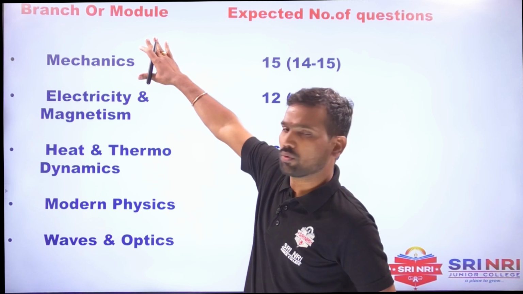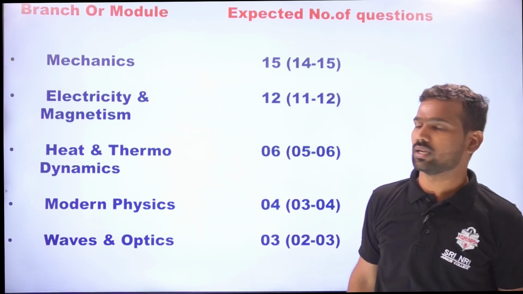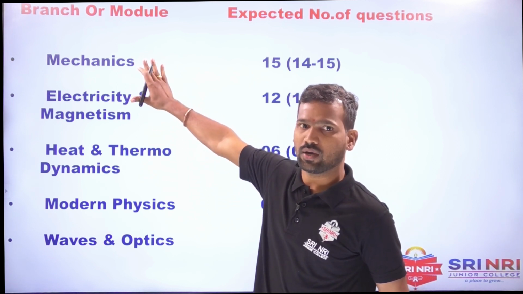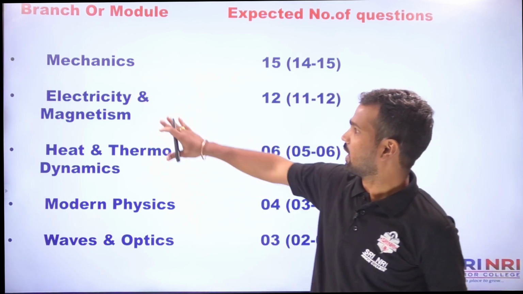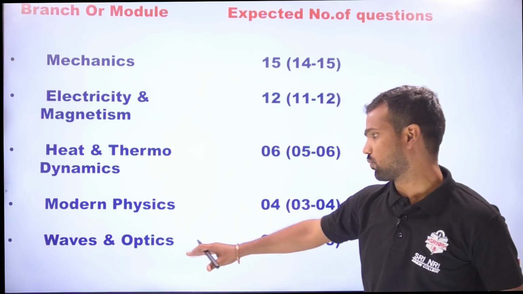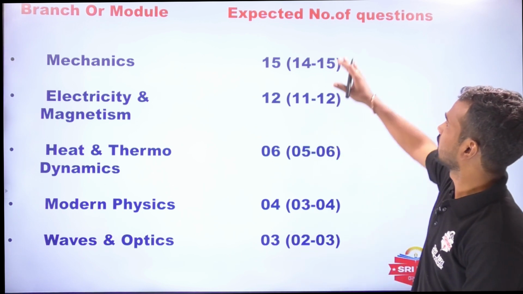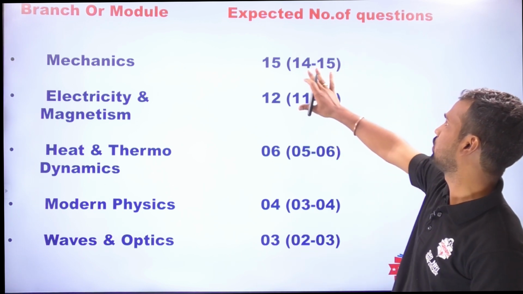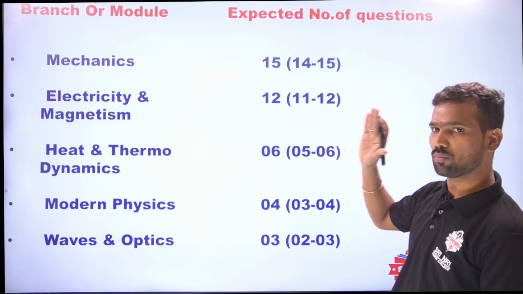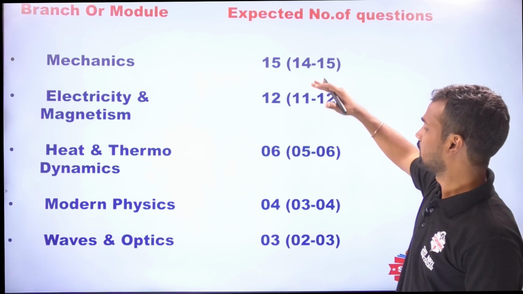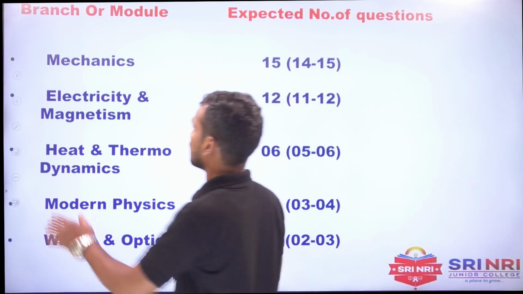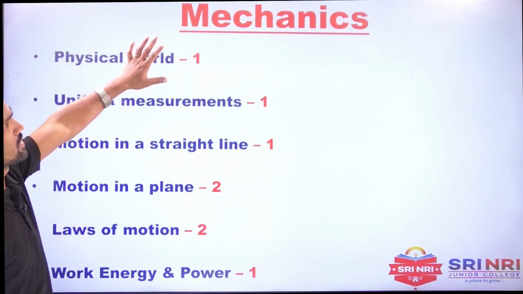So here, physics in the first year and second year majorly consists of 5 branches. In that, mechanics is the king of physics. The next are electricity, heat and thermodynamics, modern physics, and waves and optics. Here the expected number of questions is 14 to 15, here 11 to 12, like that. Based on the morning session and afternoon session, the question weightage will change. Next we will see the branch-wise breakdown. Now, first, mechanics.